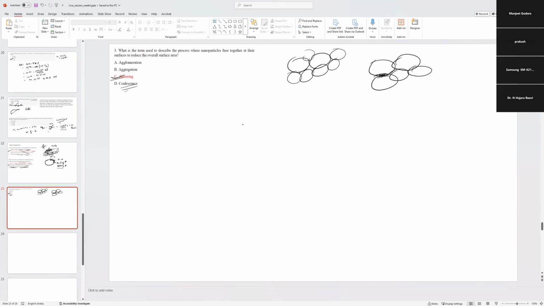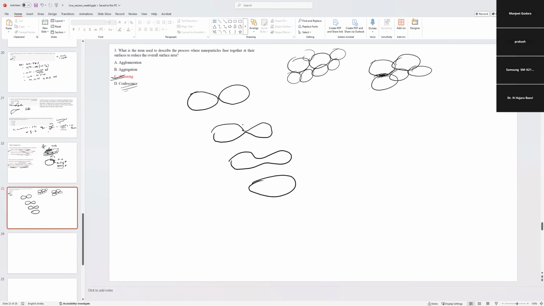Sintering is the correct term, where the two particles come together and due to diffusion there's a neck formation, and over time this neck becomes thicker and these two particles fuse together. So due to diffusion, migration of atoms from the surface to the interface, the contact point, you get sintering.